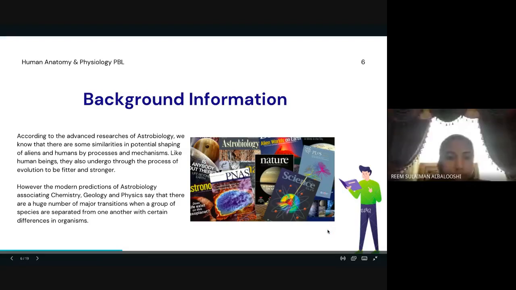According to the advanced researchers of astrobiology, we know that there are some similarities in the potential shaping of aliens and humans by processes and mechanisms. Like human beings, they also undergo the processes of evolution to be fitter and stronger. However, modern predictions of astrobiology, associating chemistry, geology, and physics, say that there are a huge number of major transitions when a group of species are separated from one another with certain differences in organisms.